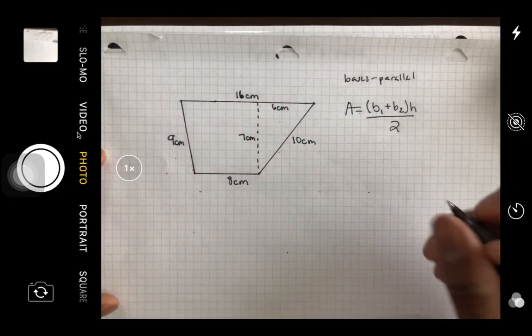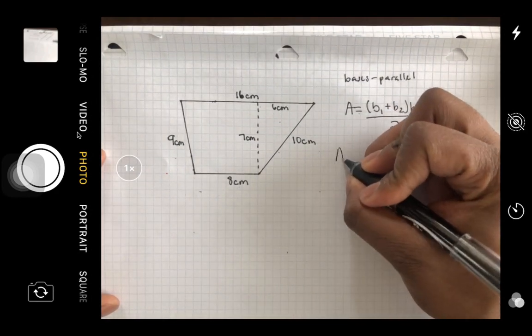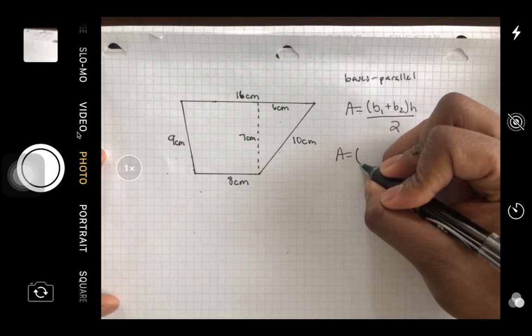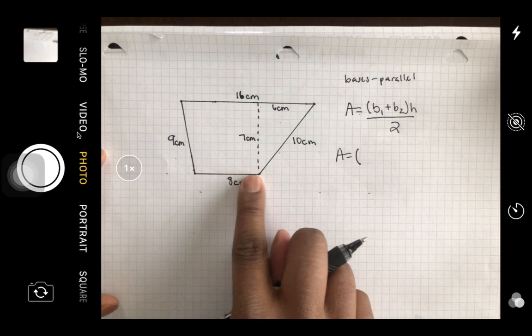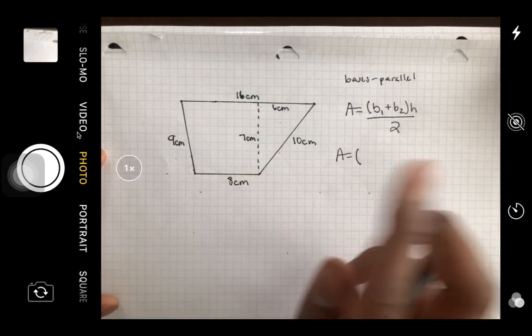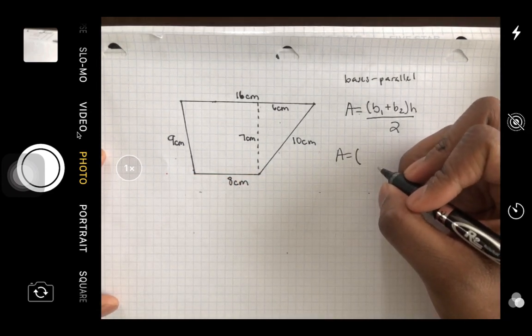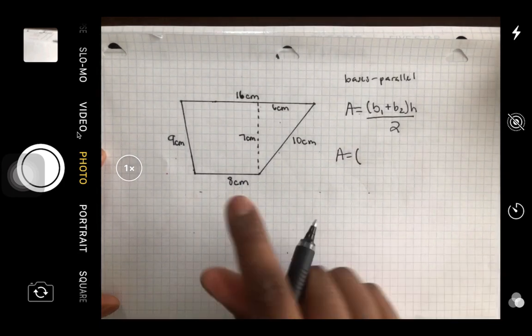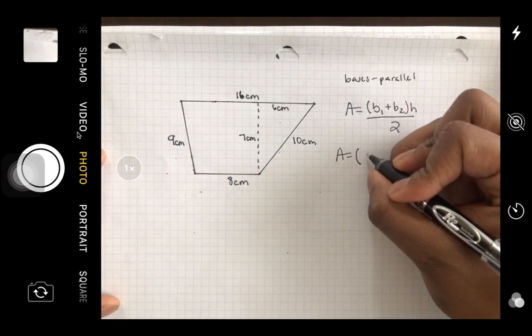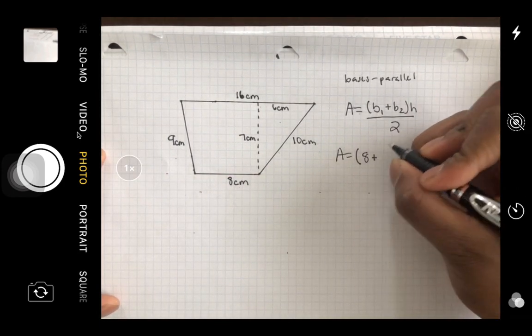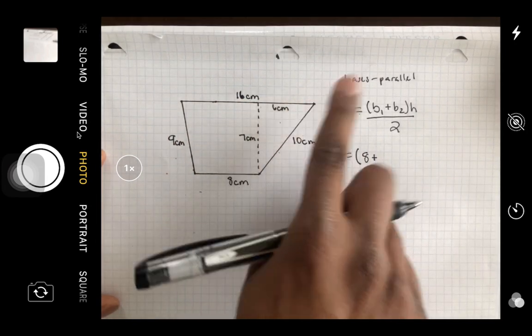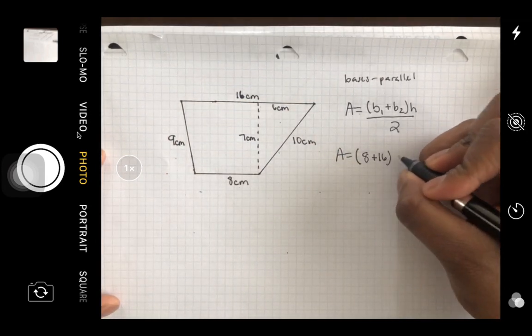Okay? So for this example, to find the area, my base 1 is going to be my number in the bottom, my base at the bottom. It doesn't really matter what order because you're going to add them, but just for the sake of this work, it's going to be the number at the bottom. So it's going to be 8 centimeters plus the parallel line on top, which is 16 centimeters, times the height.